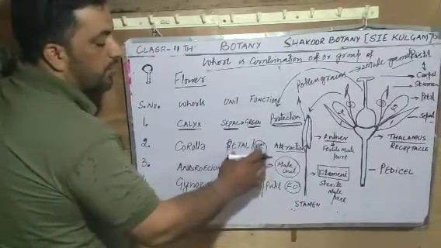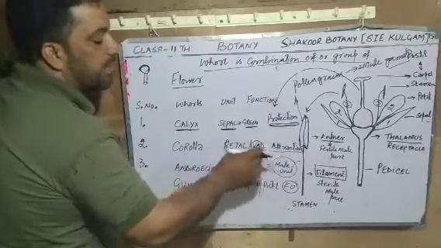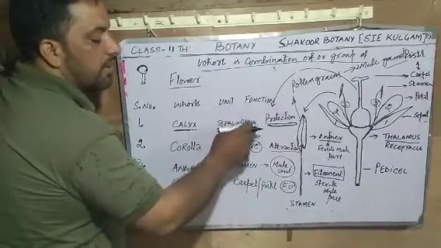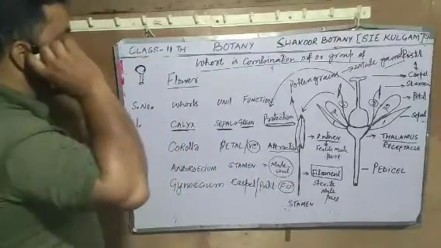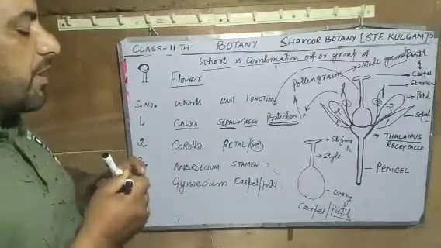One or more than one stamens in a flower form androecium. One or more than one petals in a flower form corolla. One or more than one sepals in a flower form calyx. Carpel is the female unit of a flower.